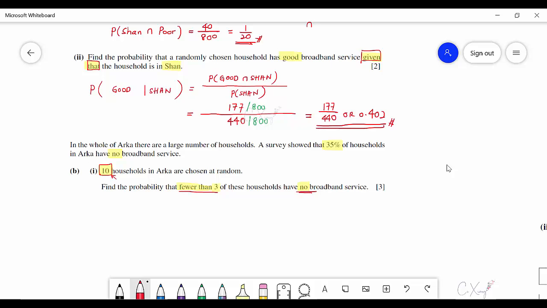So when you're having this kind of structure of question, generally it is binomial distribution. And we are talking about the number of households that have no broadband service.